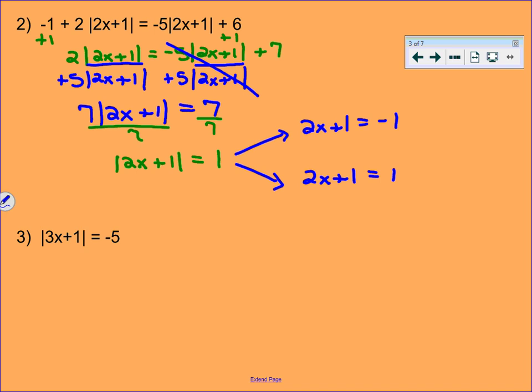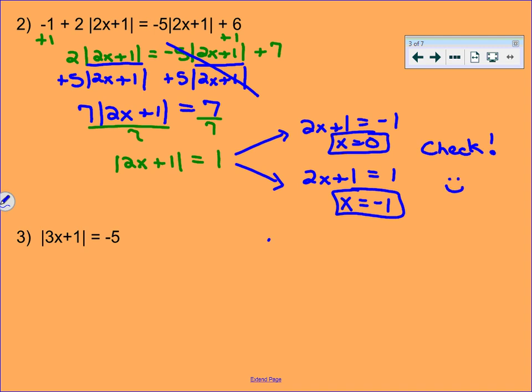As we go through and solve, from the very top equation, we would end up with x equals 0. From the very bottom equation, we would end up with x equal to negative 1 as we go all the way through this. Again, what you're going to want to do here is check your answers to make sure when you do check, both of these work out as well.